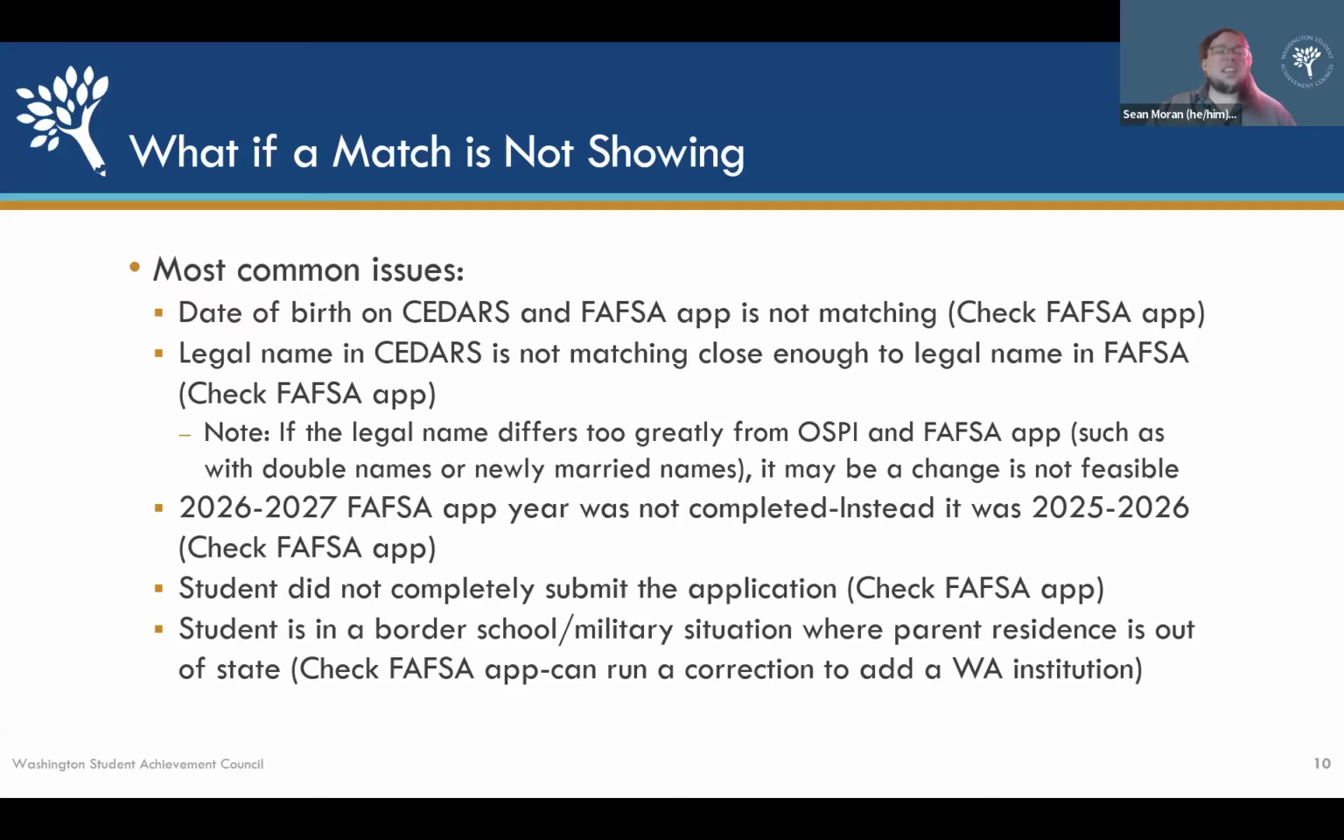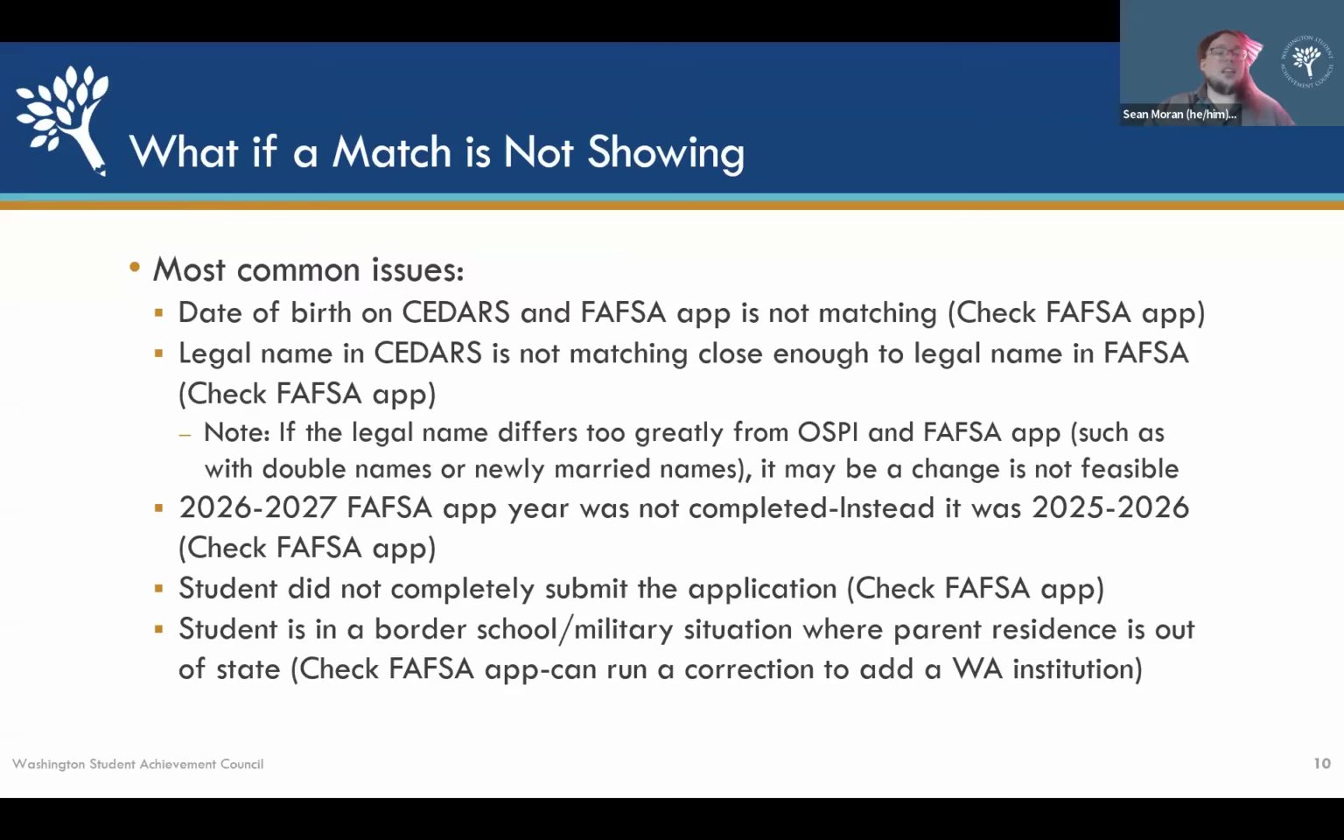Okay, and then 2026, 2027 FAFSA app year was not complete. Instead, it was 25, 26. So that's applicable for just this year. But one of the things is we oftentimes see because both FAFSA apps are feasible for students to complete this year, they complete this year's rather than next year's.